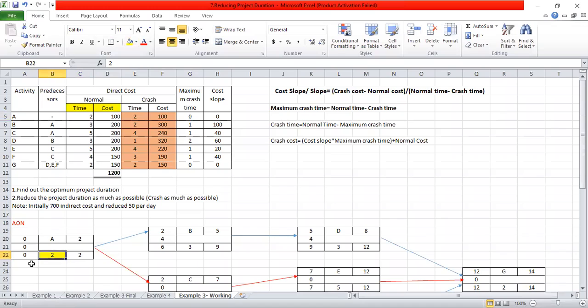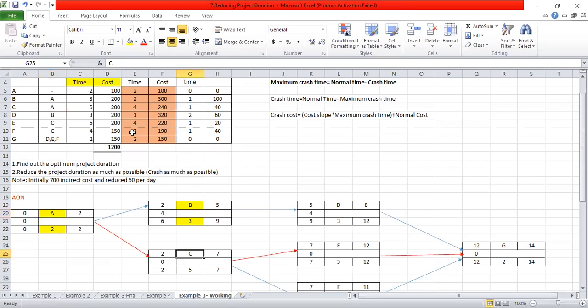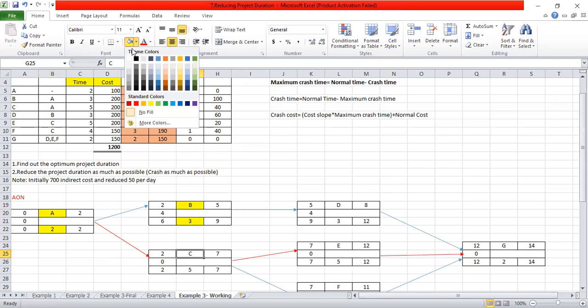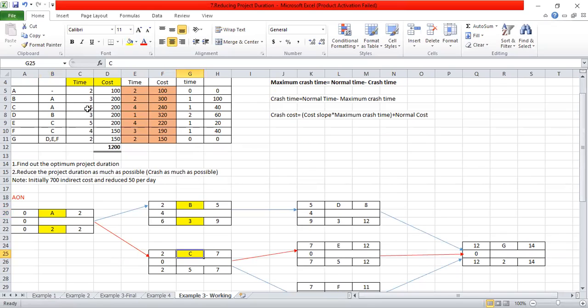After completing activity A, you can start activity B. For activity B, the normal time is 3, right? So I am writing the 3 here. Then for activity C also, the predecessor is activity A. So after completing activity A, you can start activity C as well. For activity C, the normal time is how much? 5. So I have put the 5 here.